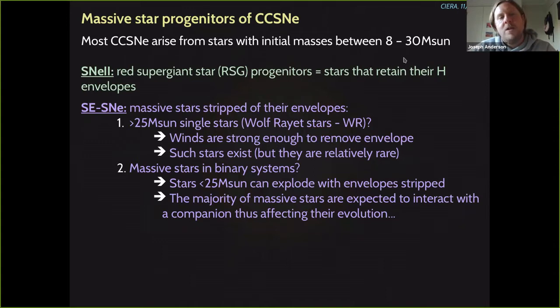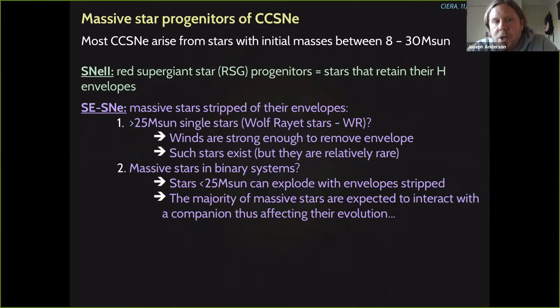Type 2 supernovae, we've been pretty sure for a number of decades that these are red supergiant stars, stars that retain a significant fraction of the hydrogen envelope at the moment of explosion. And I'll go on to the next slides of constraints that show this. Stripped envelope supernovae are also massive stars, but they have been stripped of their envelopes.